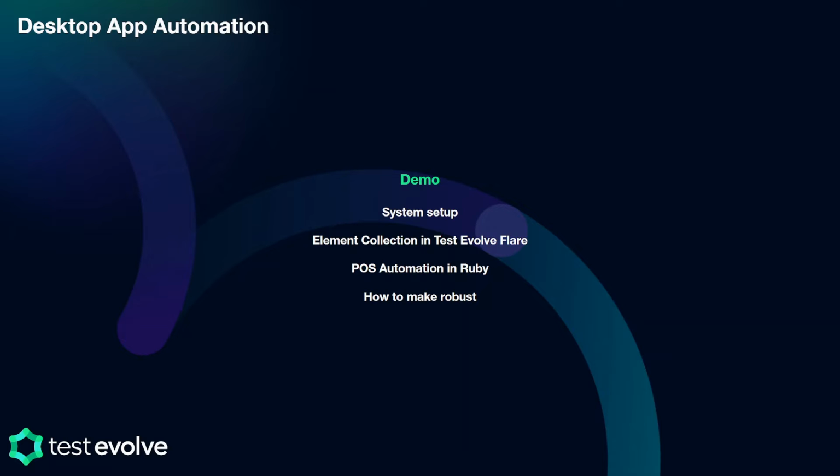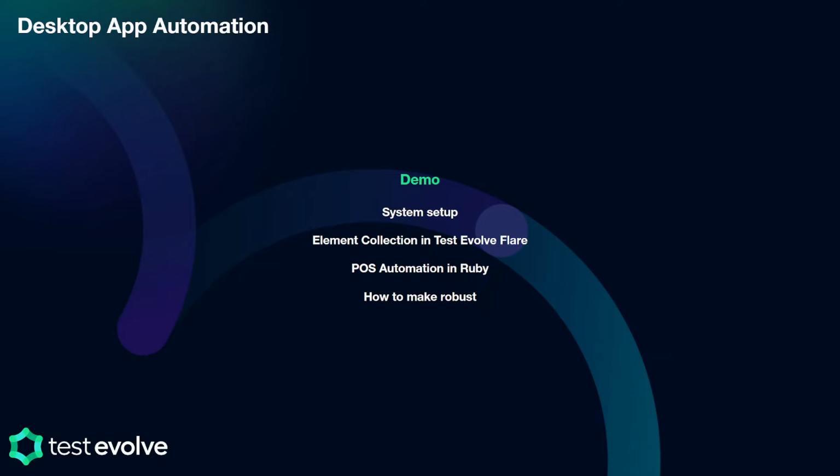Okay, so let's dive into a demonstration of how we'd use Test Evolve to automate a till system. So first of all, I'll talk about my system setup and make a recommendation as to how you should set your system up if you choose to do automation this way. I'll show you a new feature in Test Evolve Flare called Element Collection that accelerates our ability to automate the desktop apps. And we'll dive into the Ruby code as well and show you how it's used to drive the till. Finally, I'll talk about how we can make our test more robust when you encounter issues such as slow running till, things that we talked about earlier.